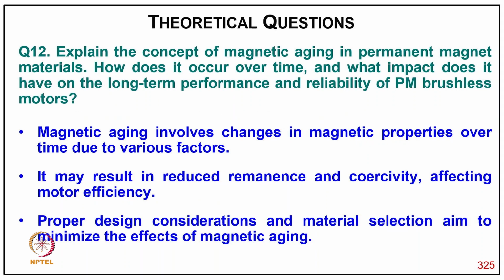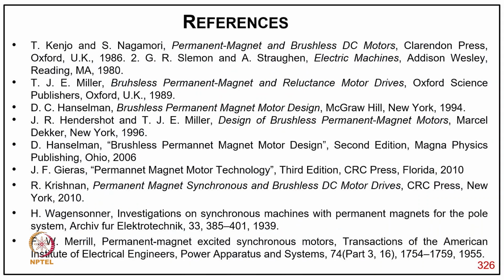Now question 12: explain the concept of magnetic aging in permanent magnet materials. How does it occur over time, and what impact does it have on the long term performance and reliability of permanent magnet brushless motors? Magnetic aging involves changes in magnetic properties over time due to various factors, and it may result in reduced remanence and coercivity, affecting motor efficiency. Proper design considerations and material selection aim to minimize the effect of magnetic aging.